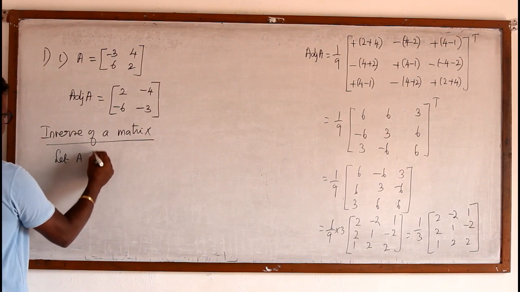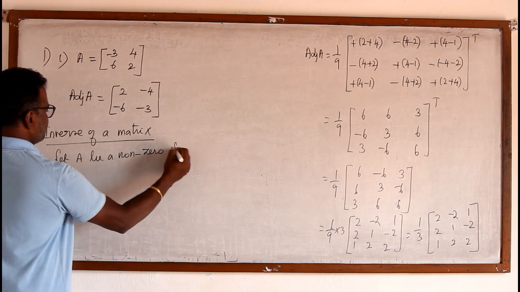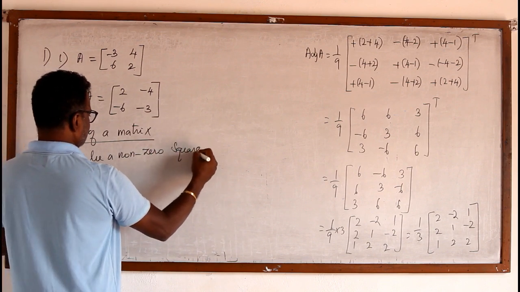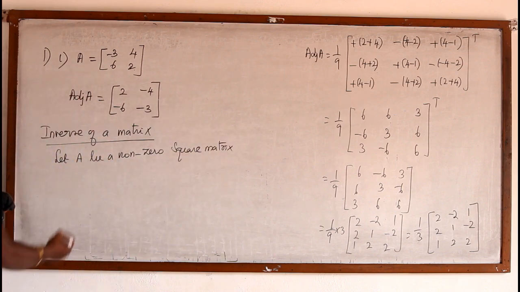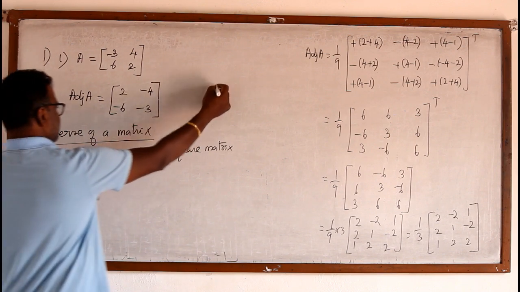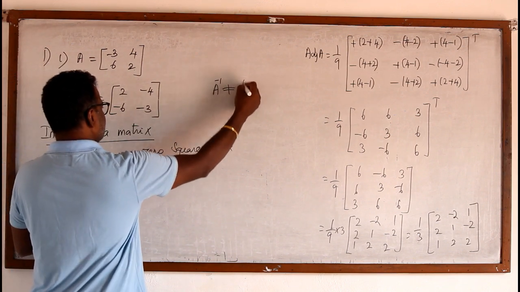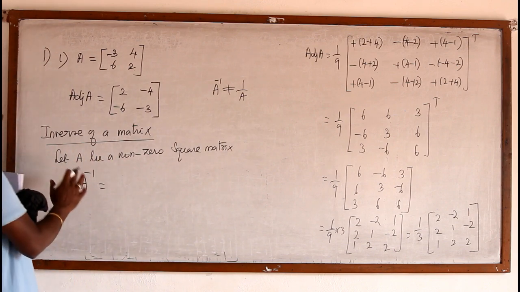Let A be a non-zero square matrix. Then the inverse of A is written as A inverse. Remember, A inverse does not mean 1 by A, because we cannot divide a matrix. So A inverse is just a notation.